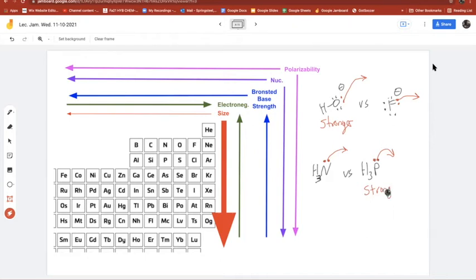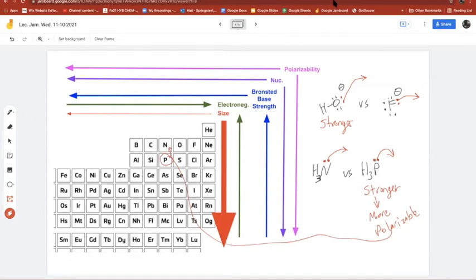Stronger. All right, so stronger because it's more polarizable. See how it's lower than nitrogen on the periodic table. So its electrons are more loosely held, they can reach out.